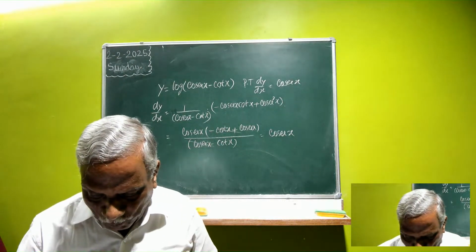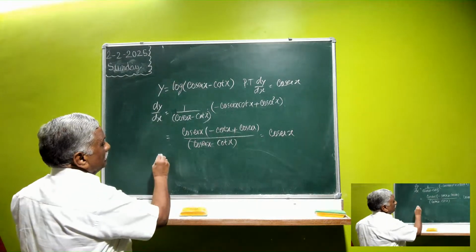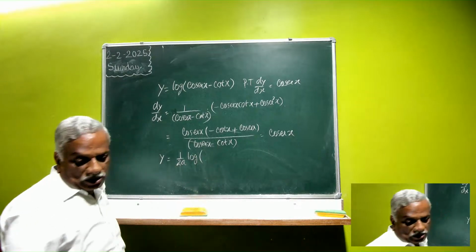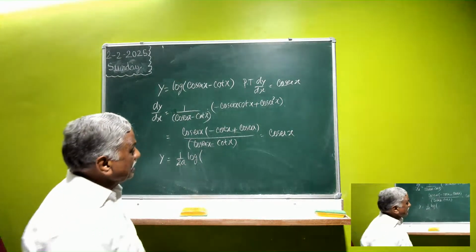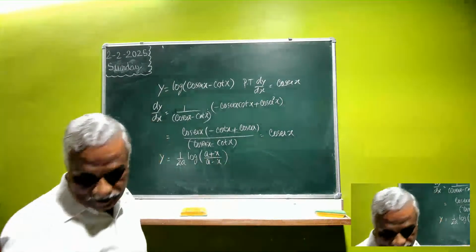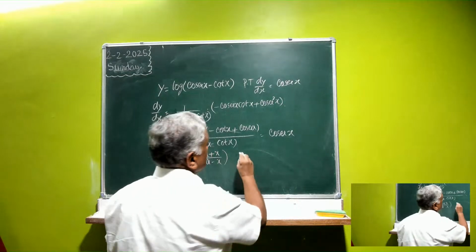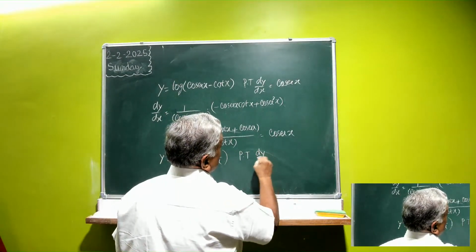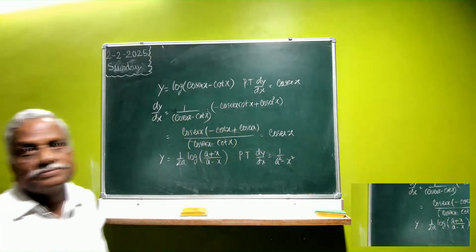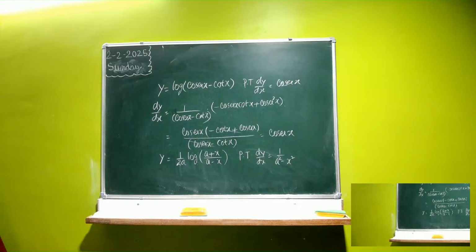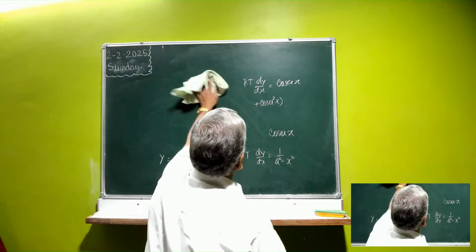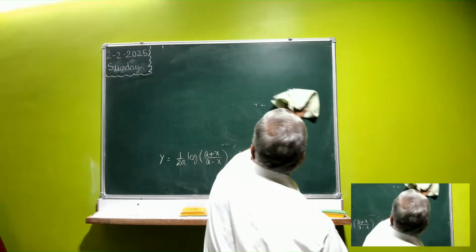Let me go for one more problem of your textbook only. Y is equal to 1 by 2a log of a plus x over a minus x. Prove that dy by dx equals 1 over a square minus x square. It's a standard problem in your NCERT textbook and can be asked in the examination also.